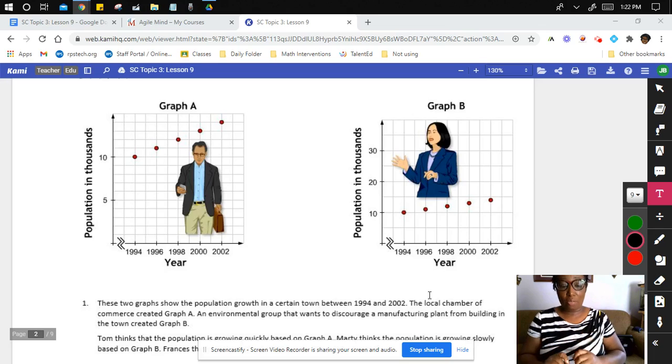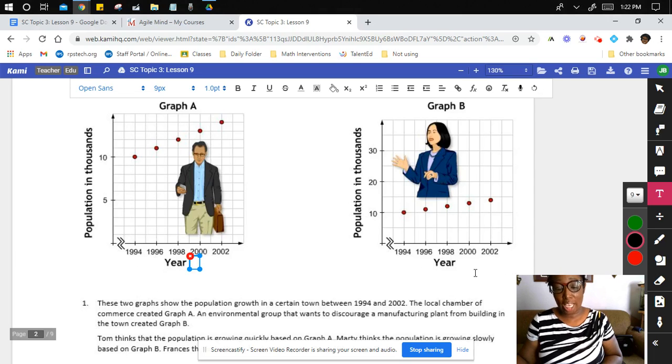In front of you, you have two graphs, Graph A and Graph B. The independent value is your year, which is on the x-axis. Your dependent value, which is on your y-axis, is the population in thousands. Now here is our dilemma. Number one. These two graphs show the population growth in a certain time between 1994 and 2002. The local Chamber of Commerce created Graph A. An environmental group that wants to discourage a manufacturing plant from building in the town created Graph B.